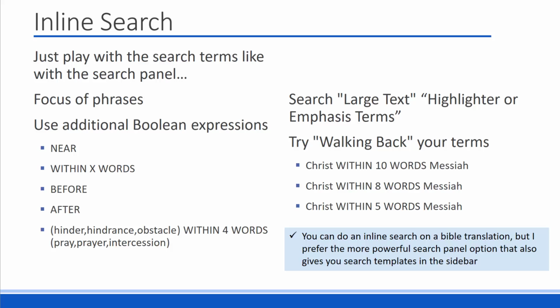So you're going to focus on phrases or more advanced Boolean expressions that I have listed here, like a word near another word or a word within a certain number of words. So here's an example down here where the terms hinder, hindrance, and obstacle are within 4 words of pray, prayer, and intercession. You can basically put these things together, and as you get more comfortable with them, you can make more advanced searches. You can also search large text or highlighter or emphasis terms. So there are ways that you can advance those elements.